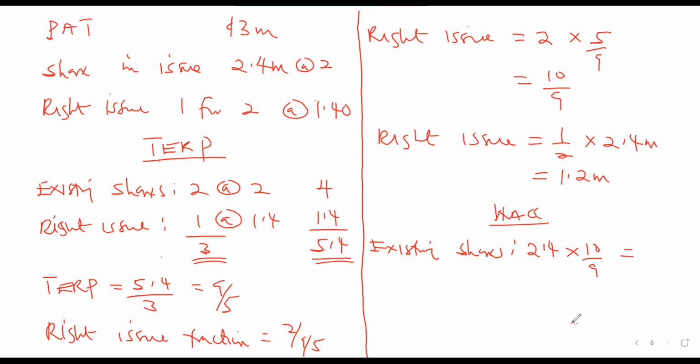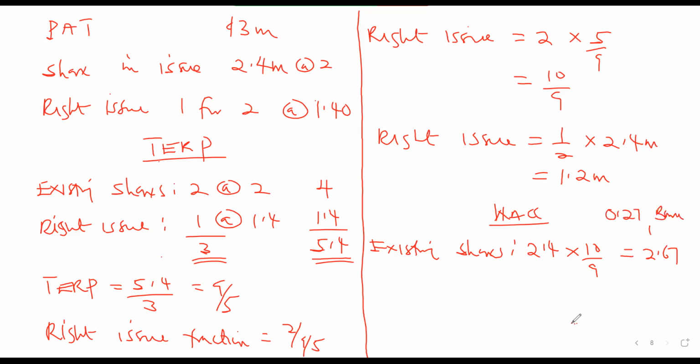2.4 times 10/9. I'm having 2.67. Okay. What is the difference? It was 2.4, now it is 2.67. What is the difference? 0.27. Okay. So the difference is 0.27. You see that 0.27 is a bonus issue.